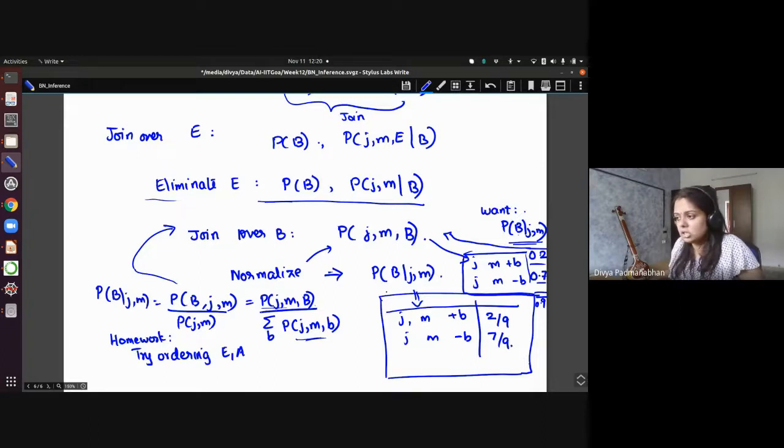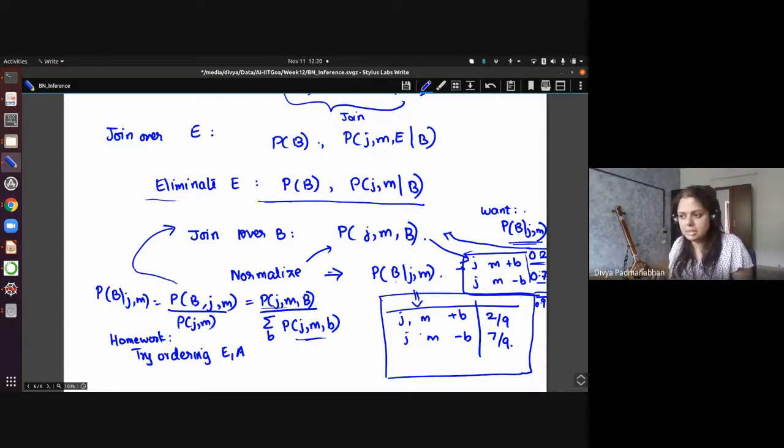Now, in order to get this P of B given J, the normalized operation just takes this table and divides each of these terms, this 0.2 by the sum, 0.7 by the sum. So that will give you 2 by 9, so 0.2 by 0.9. You get 2 by 9 and 7 by 9. Okay, so that's what the normalized operation does.